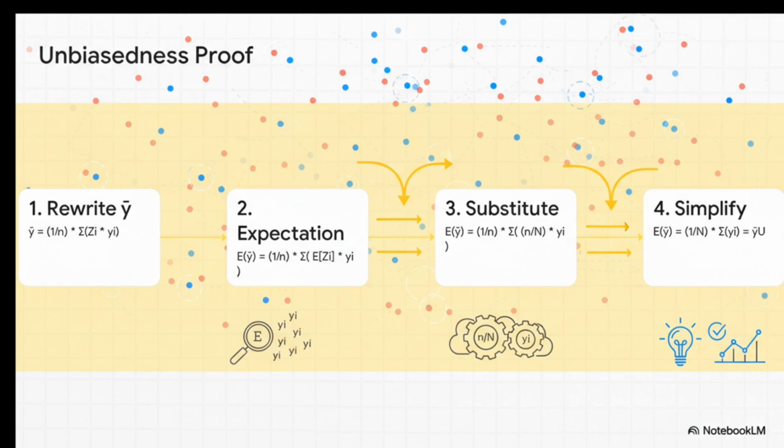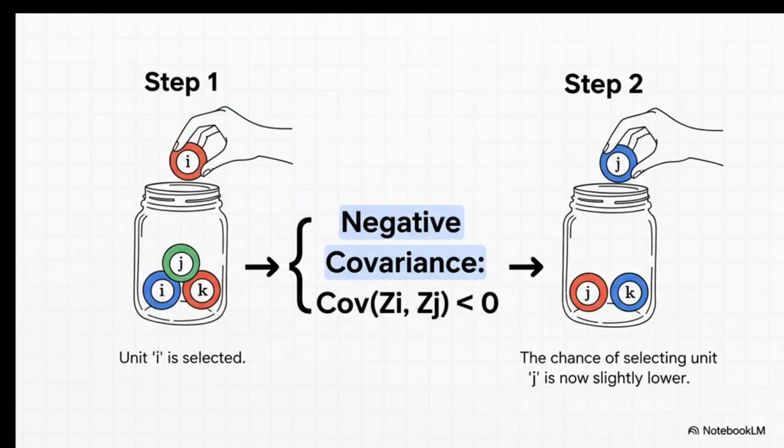And because of a wonderful property called linearity, we can just slide that e right inside the sum. Now for the key step. We know the expected value of zi is just n over n, so we substitute that in. You can see the n's cancel each other out, and what we're left with is the exact definition of the population mean. Boom, proof complete.